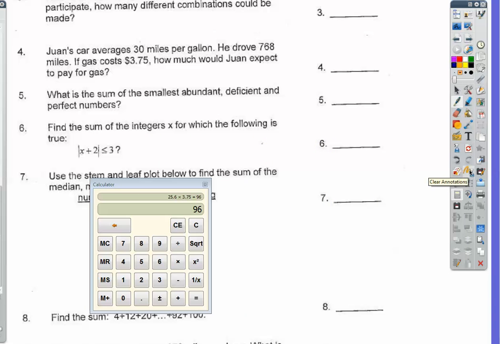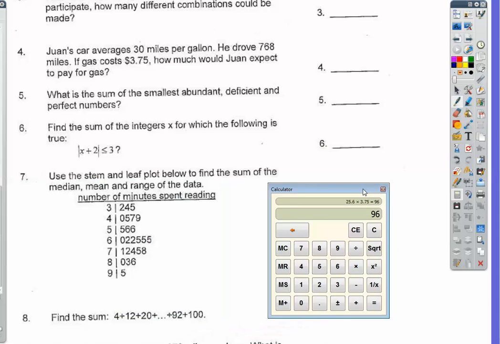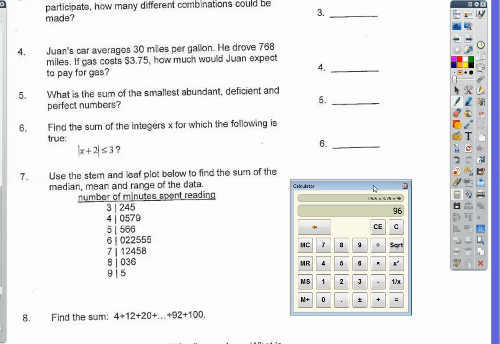All right, use the stem and leaf plot to find the sum of the median and range. I'm not going to go through this whole thing. The smallest is 32. The largest is 95. So the range is when you subtract them. And so the range is going to be 95 minus 32. So the range is 63.